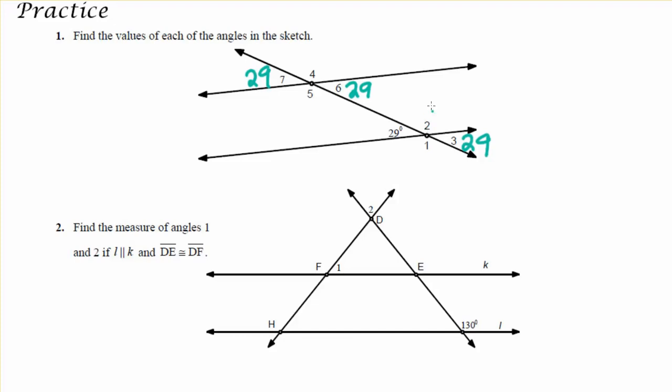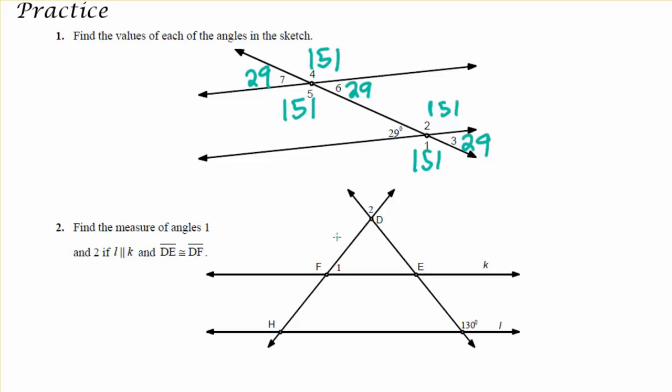Now I got to find the others. I know these two make a linear pair, so if that one's 29, 2 is 151, 1 is 151, 4 and 5 are 151, with a variety of rules and principles to be able to prove their values. But look at the second one.